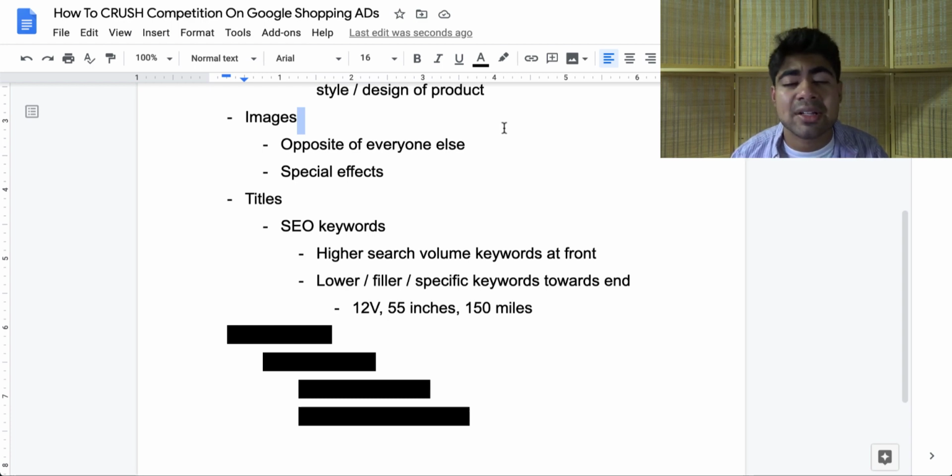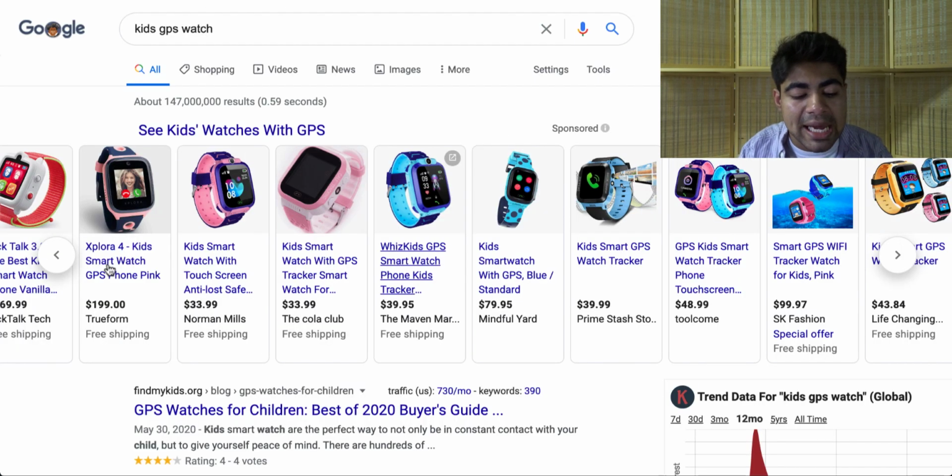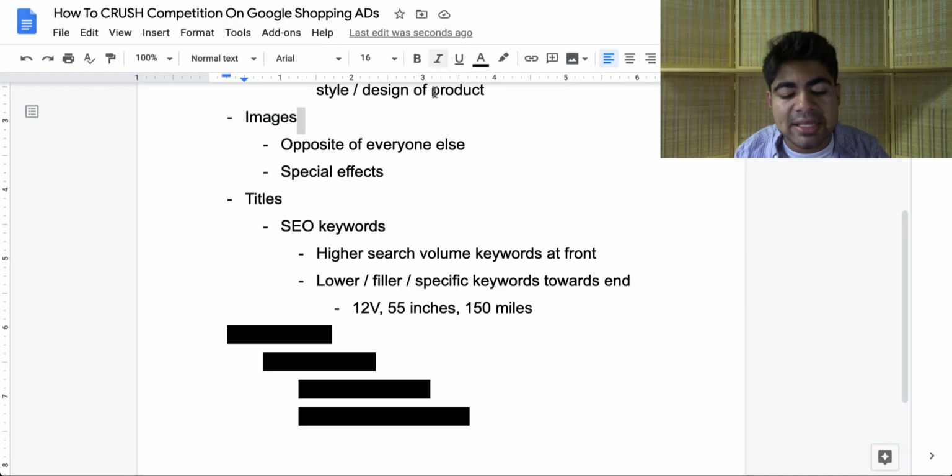What you want to do with your titles in order to beat your competition and rank at the very front is to have the higher search volume keywords towards the front, and the more filler words with lower search volume, or specific keywords which have certain types of specifications like 12 volts or 55 inches or 150 miles, towards the end.